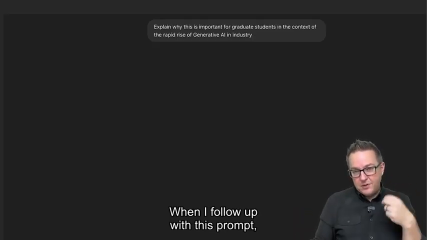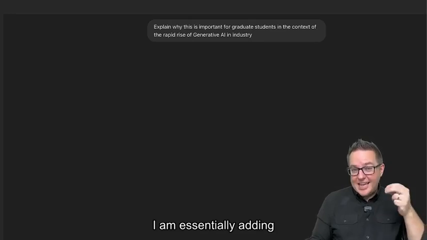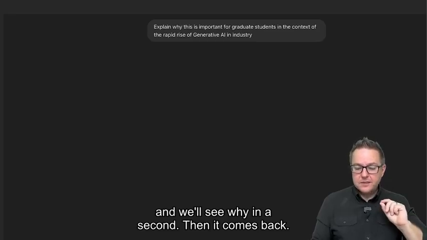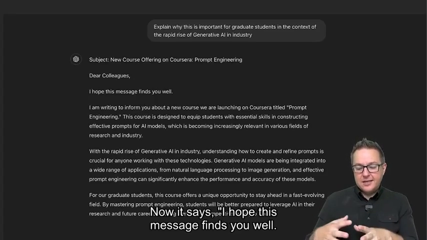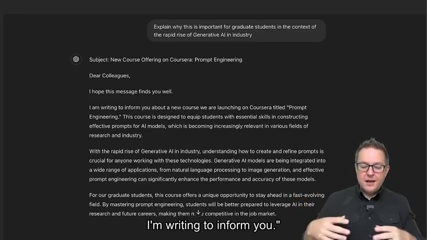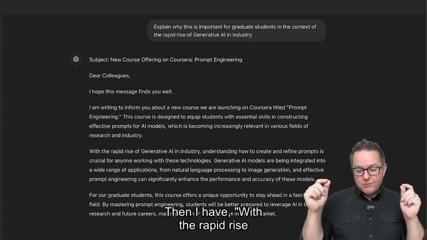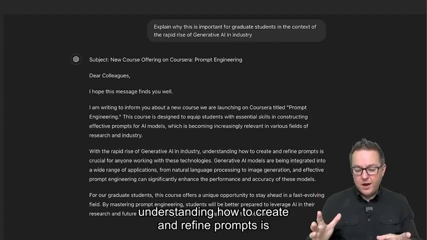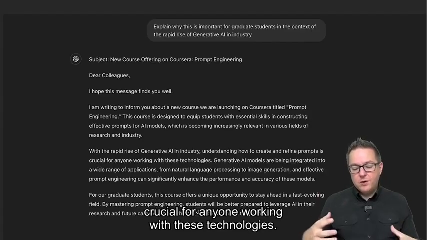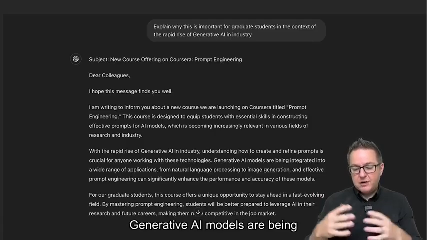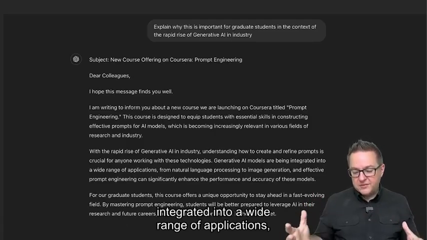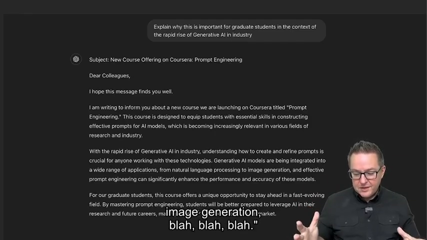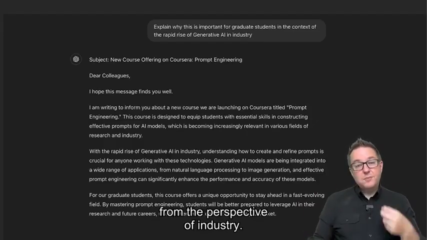So when I follow up with this prompt, I am essentially adding instructions to the original prompt, and we'll see why in a second. Then it comes back, and now it says, I hope this message finds you well. I'm writing to inform you, with the rapid rise of generative AI in industry, understanding how to create and refine prompts is crucial for anyone working with these technologies. Generative AI models are being integrated into a wide range of applications, from natural language processing to image generation, and so on. So now it's motivating this from the perspective of industry.